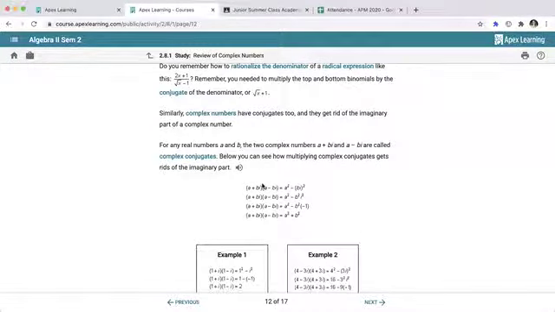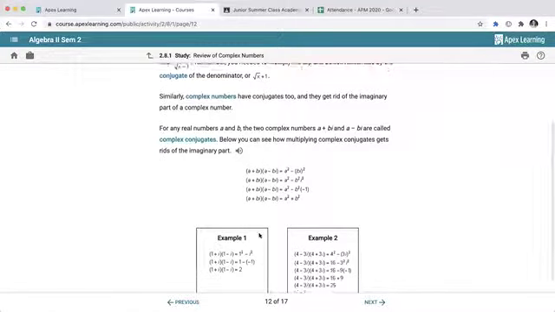And again, if you want to see the math below as to why: if I have a plus bi multiplied by a minus bi, when we simplify it all out, it ends up with a squared plus b squared. The reason is that the middle terms cancel out, and as we just found out, i squared is -1. So I end up with a squared plus b squared.